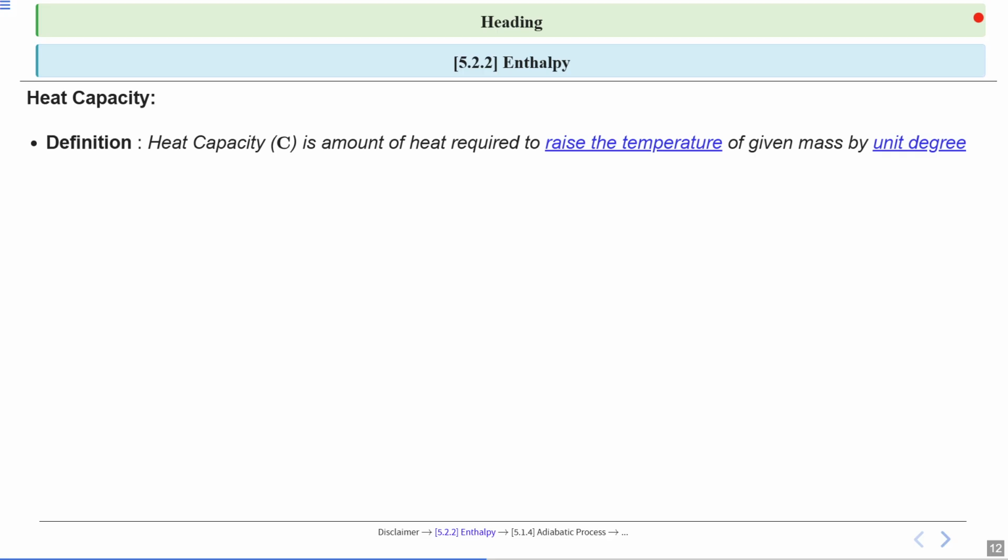Now, again, I am repeating it. What is heat capacity? It is the amount of heat that you will give to a given amount of substance, or a given mass of a substance, so that you can raise its temperature by 1 unit degree.